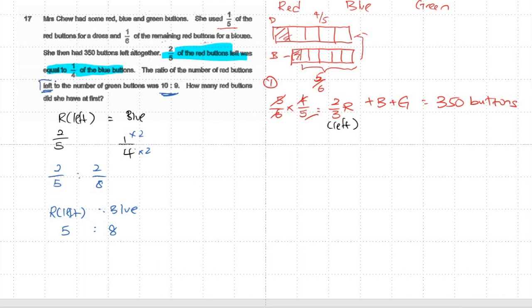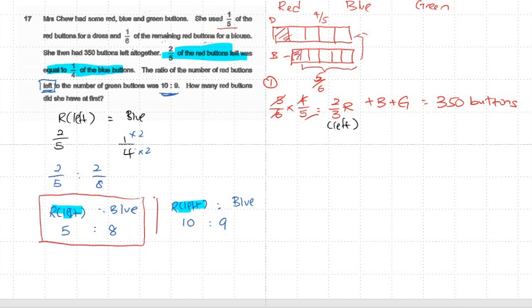And then here I have the ratio of red button left. You see, everything we are talking about now is left. So red button left to that of the green button is actually 10/9. I know that these two have to be the same. How do I make this the same? Over here, because this is one set, right? And over here is another set.